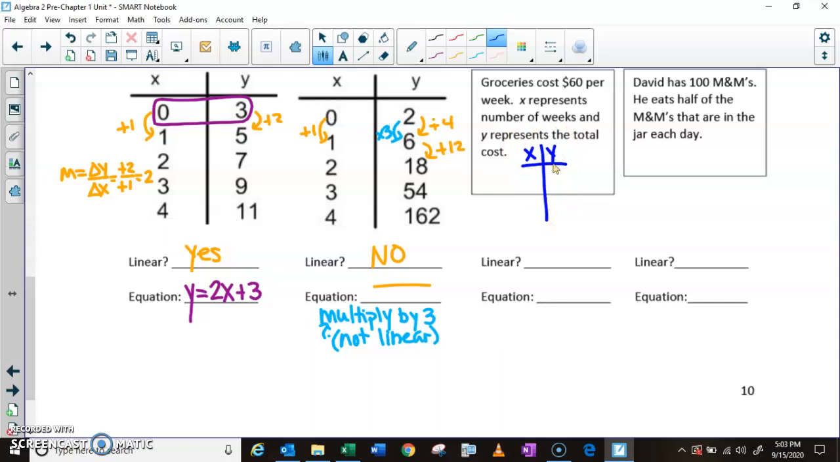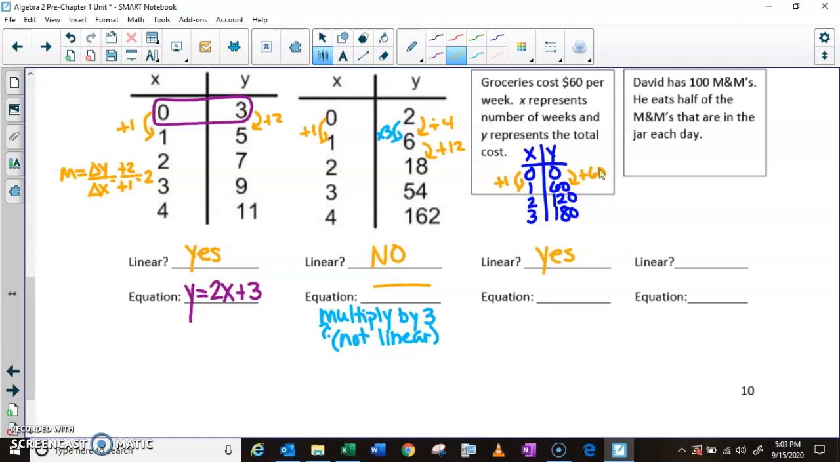So we'll start off with X is 0, so that's the number of weeks. Y is the cost. So at week 0, of course, I haven't spent any money. At week 1, I should have spent, let's see, $60 per week. Week 2, another 60. Week 3, another 60. So up to 180. So is this one linear? Yes, it is. Because here my increase was adding 1. There my increase was adding 60.